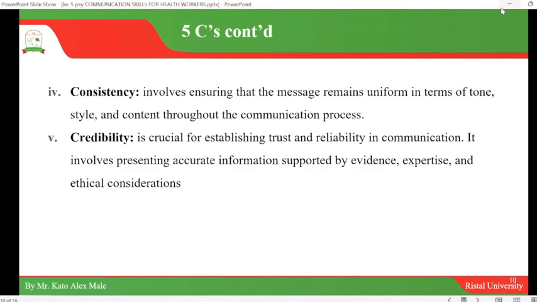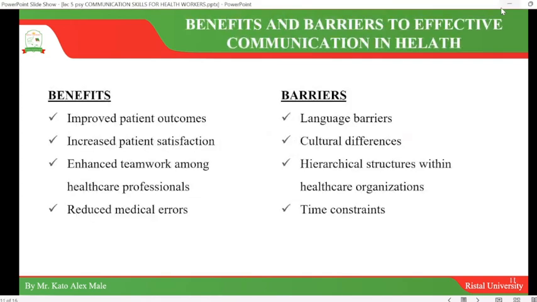Then, benefits and barriers of effective communication. Whenever communication is effective in health work, we have improved patient outcomes. Your patients will take seriously what you're telling them, and therefore we shall have external factors improved. For example, adherence to treatment, compliance to the directions of the doctor, and other things in line with patient outcomes.